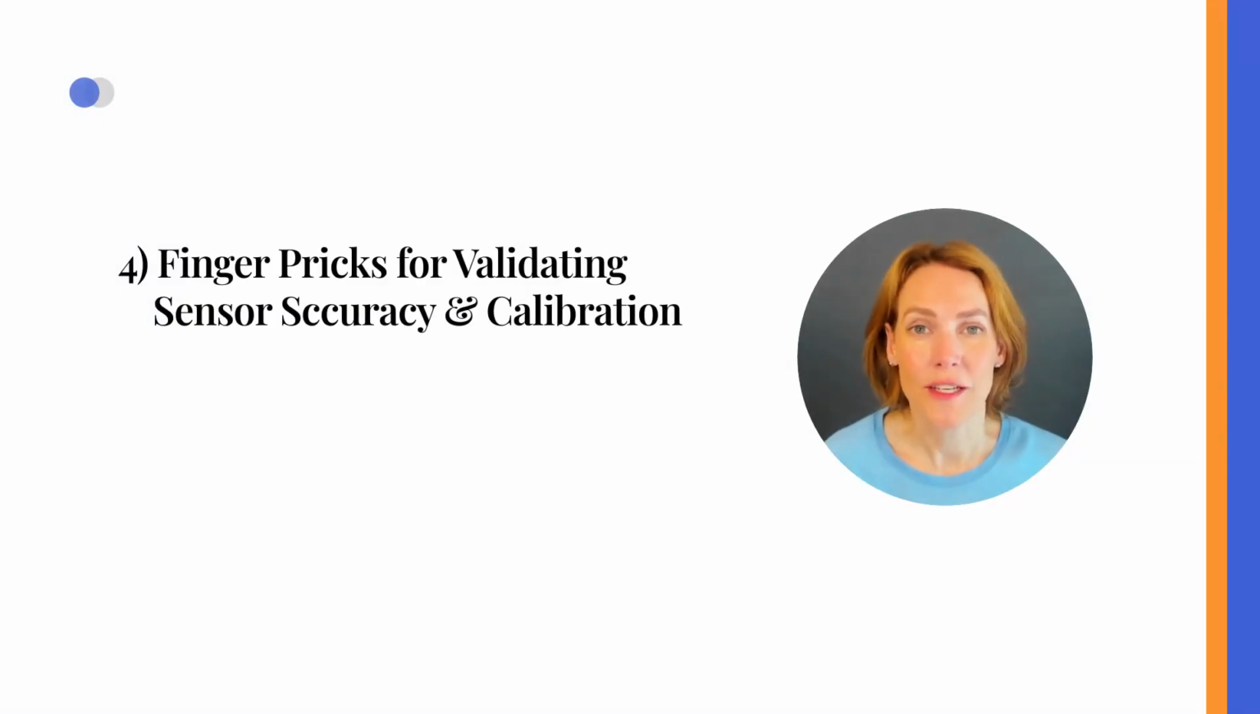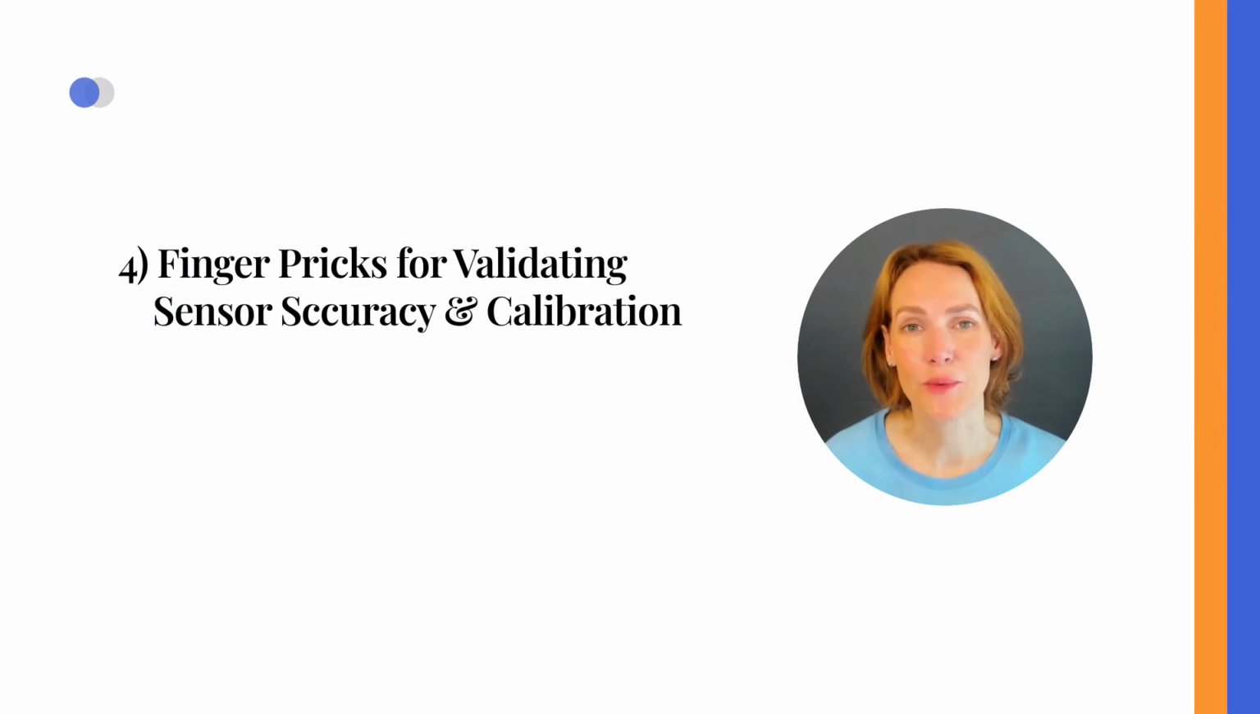4. Finger pricks for validating sensor accuracy and calibration. When you notice a discrepancy between the sensor glucose value and your finger prick reading, it's important to consider a few factors before concluding that the sensor is malfunctioning. Here are some recommendations to keep in mind.